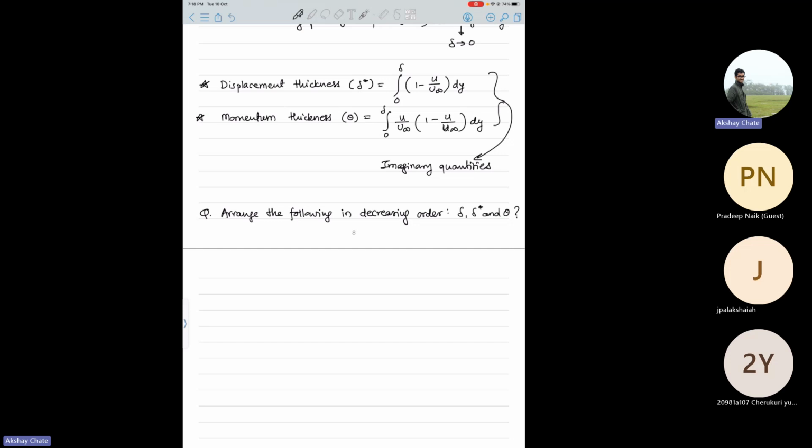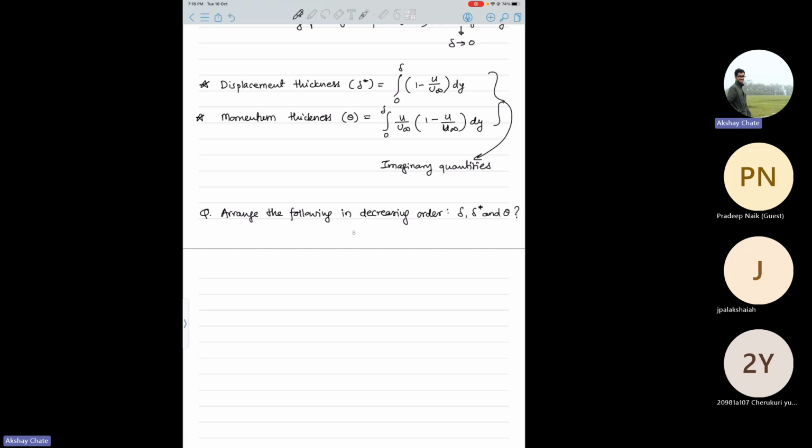The point that I am trying to make here is, even though you need u by u infinity or any velocity profile to calculate these quantities, their magnitudes will always be in the same order, whichever profile it is. That we'll find out while solving this question. But that is an important observation. I hope you realize that.